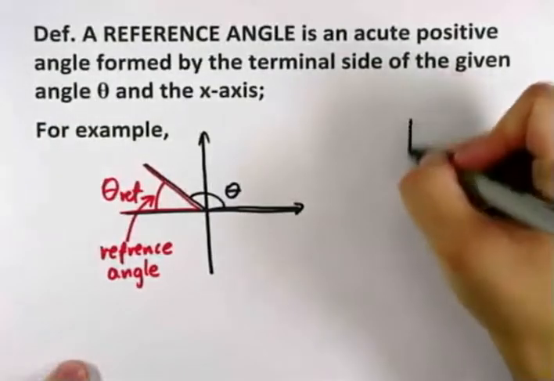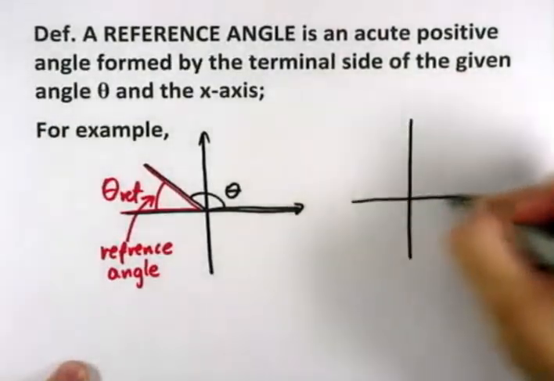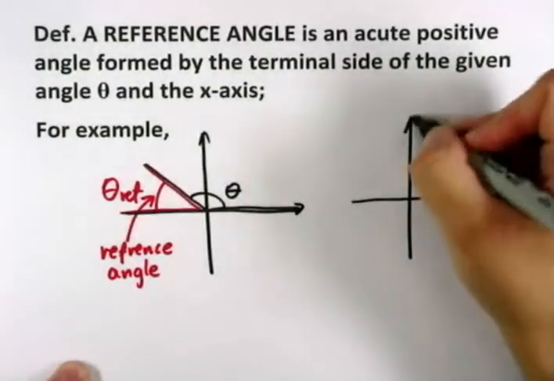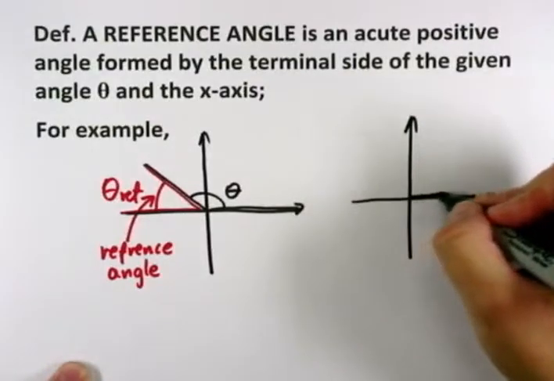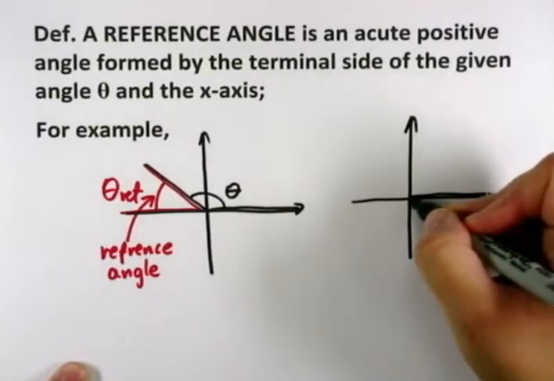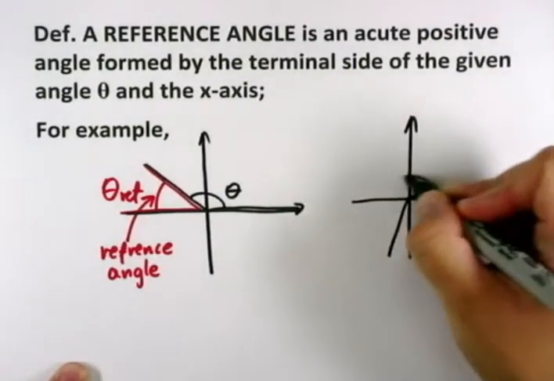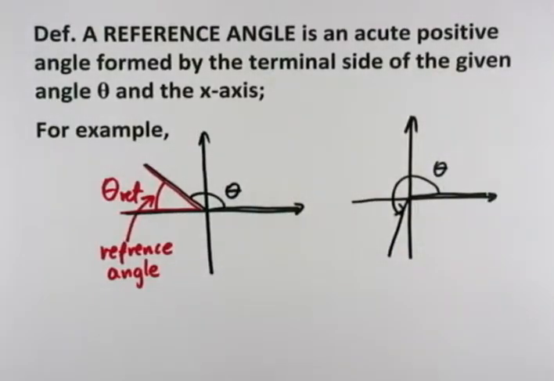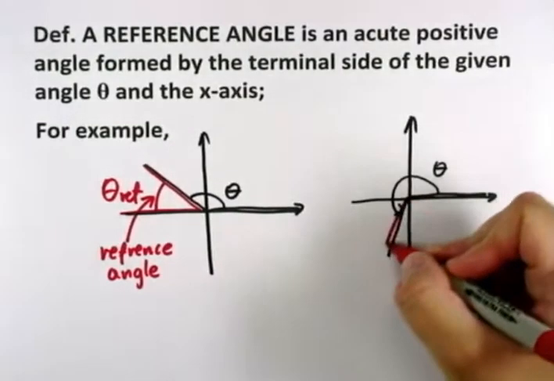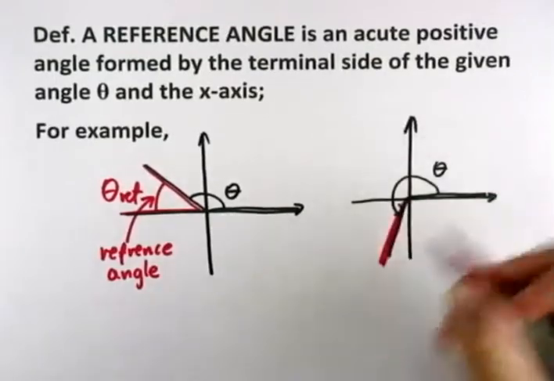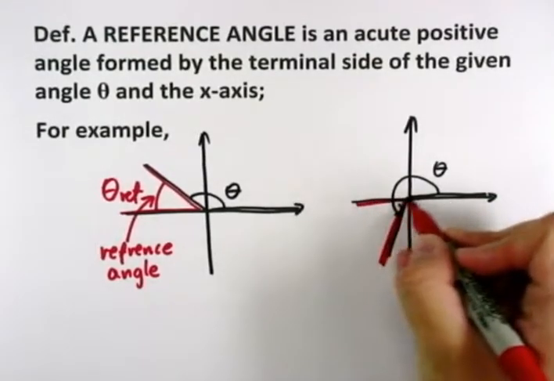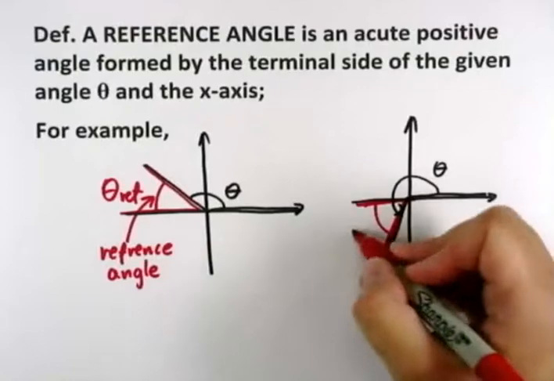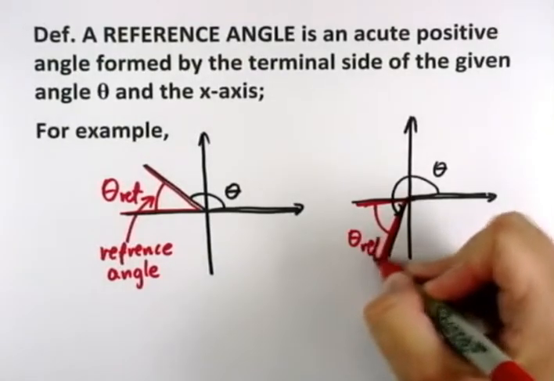Another example, if we have the angle that starts right here and keeps going up to here, and this one is my theta, then the reference angle is not the small one. It is the angle between the terminal side and the x-axis. So right here we have the theta reference.